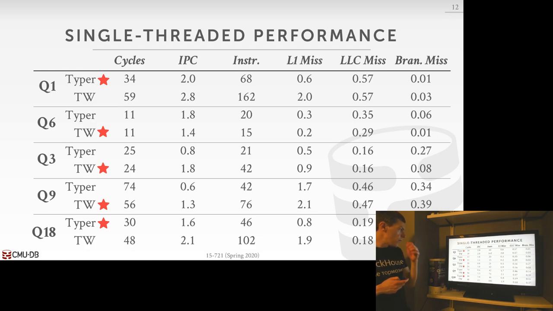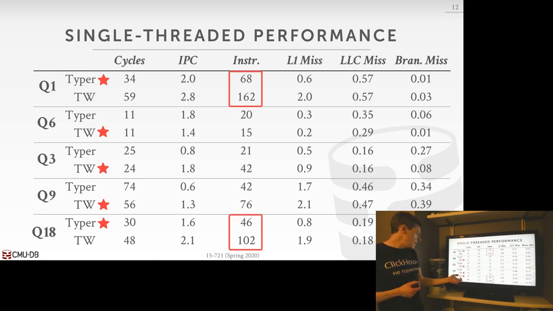The third thing to point out here, though, is that in the case of Q1 and Q18, where Hyper was performing the best, we see a clear indication that these two systems are executing a different number of instructions per tuple. In the case of Q1, this is executing 162 instructions per tuple, versus 68, and 46 versus 102. So this explains why Hyper is performing better: it's simply executing fewer instructions than Vectorwise. And this is to be expected because these queries are computationally heavier than the other queries.